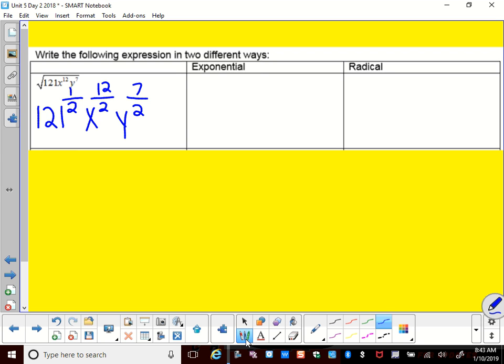When it says to write exponentially, what we're doing is we're taking what we already learned and we are reducing it. Okay, we're going to simplify it. In your calculator, what is 121 to the power of 1/2?